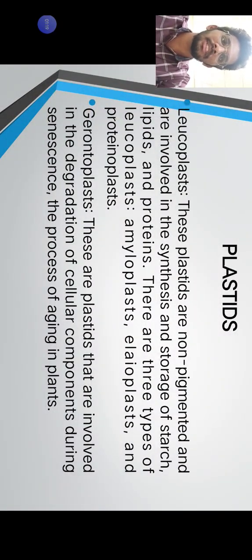Leucoplasts. These plastids are non-pigmented and are involved in the synthesis and storage of starch, lipids and proteins. There are three types of leucoplasts: amyloplasts, elaioplasts and proteinoplasts. Gerontoplasts. These are plastids that are involved in the degradation of cellular components during senescence, the process of aging in plants.